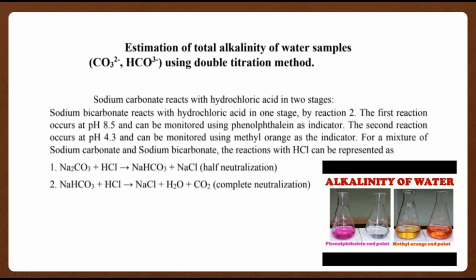The procedure of the experiment is as follows. The given sodium carbonate and sodium bicarbonate mixture is made up to 250 cm³ in a standard flask and shaken well. 25 cm³ of this solution is pipetted out in a clean conical flask. 2 to 3 drops of phenolphthalein indicator are added. The pink solution obtained is titrated against the 0.05 normal HCl in the burette until the pink color disappears. The burette reading is noted and is marked as T1.